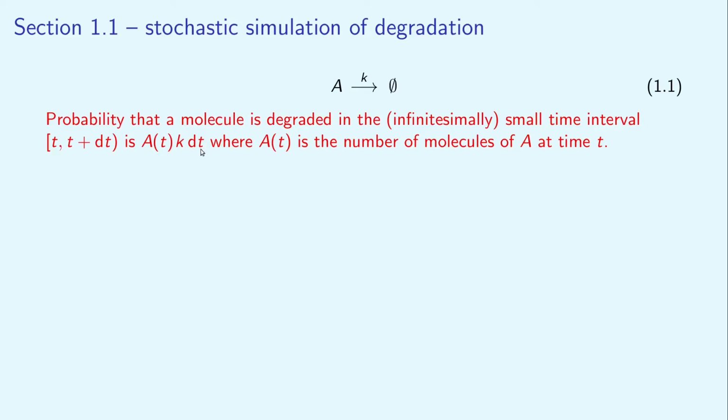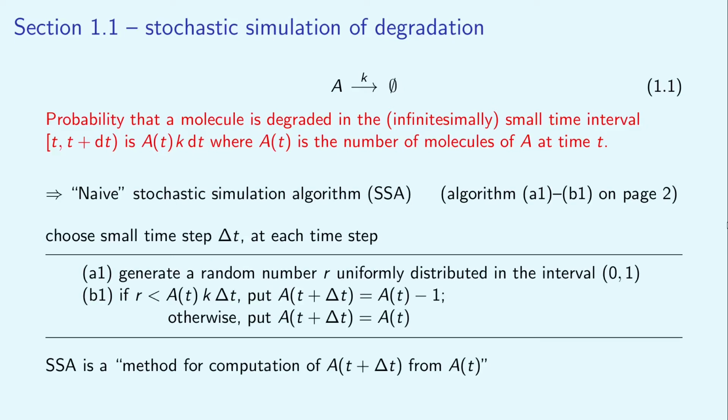times dt. This definition can immediately be used to design a computer algorithm for simulating the time evolution of the system. It is given on page 2 of the lecture notes, where we call it a naive SSA, where the abbreviation SSA stands for Stochastic Simulation Algorithm. SSA is a method for the computation of the state of the system at a future time from the current state A(t). To design this naive SSA, we simply replace the infinitesimally small time step dt by a small time step delta t.